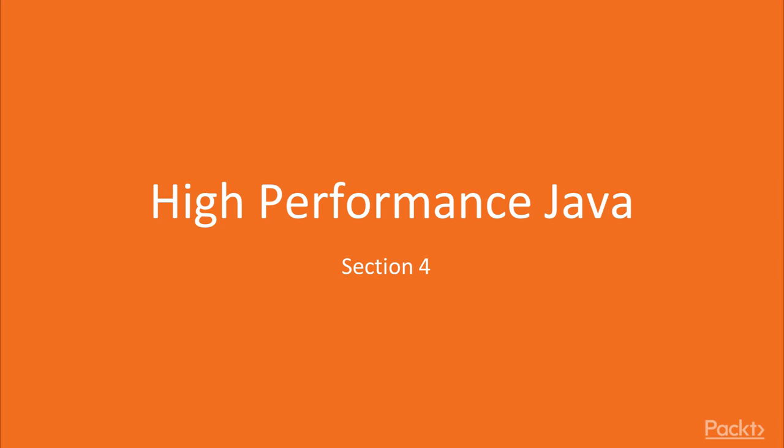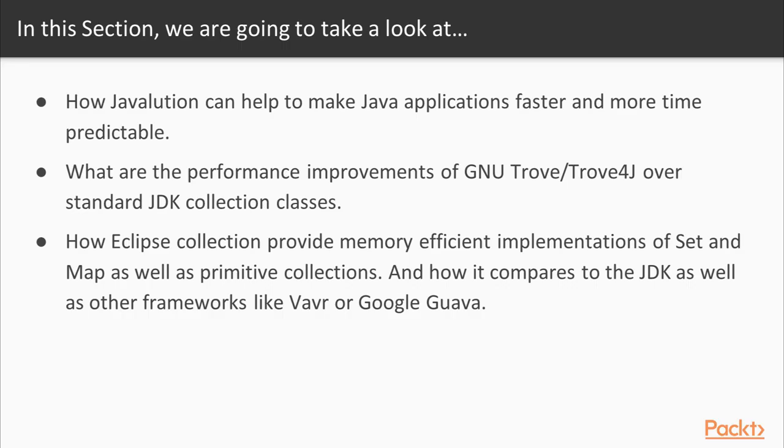In this section, we are going to take a look at high-performance Java: how frameworks like Javolution can help you to make your Java applications faster and more time-predictable, even up to real-time behavior, and what the performance improvements of GNU Trove, also known as Trove4j, over the standard Java collection classes are.